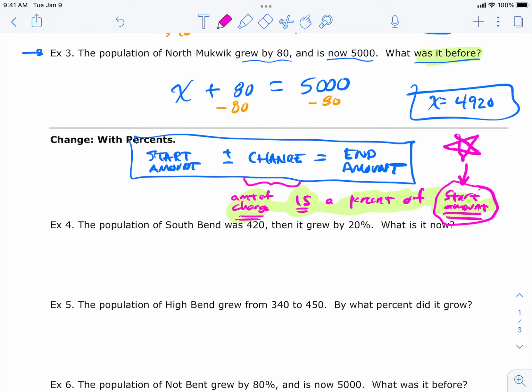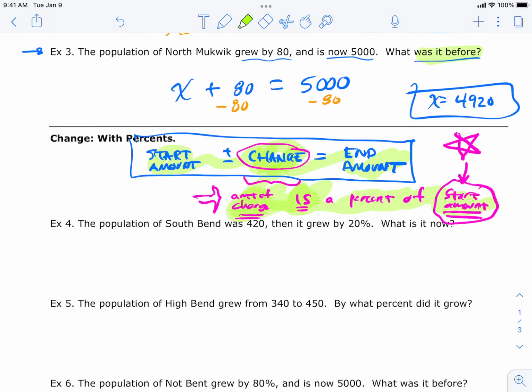So that's what's new here, is that the change we're going to express using percents. So it's still the same idea. The starting amount plus or minus the change is the ending amount. It's just that the change is going to be written as a percentage of the starting amount. Okay, let's see how this looks in practice.